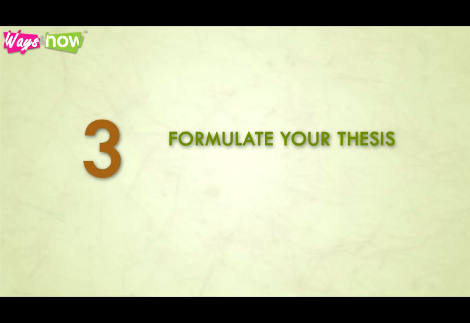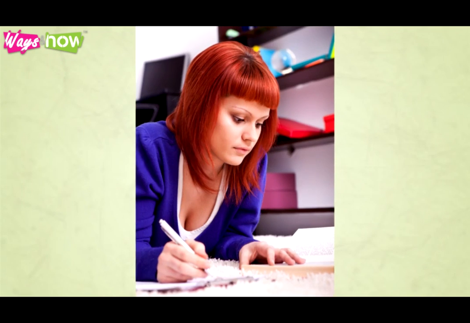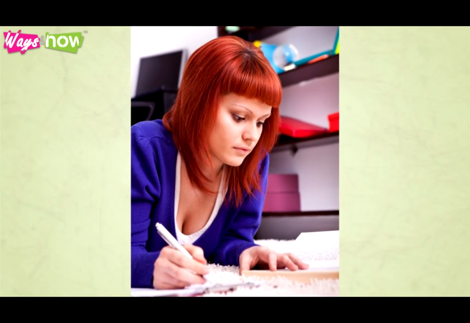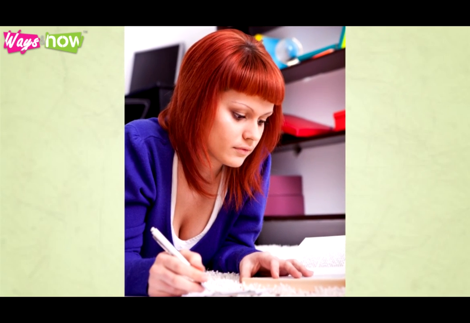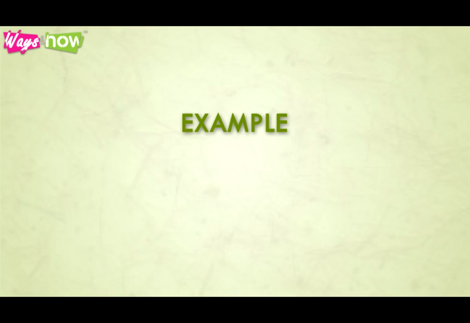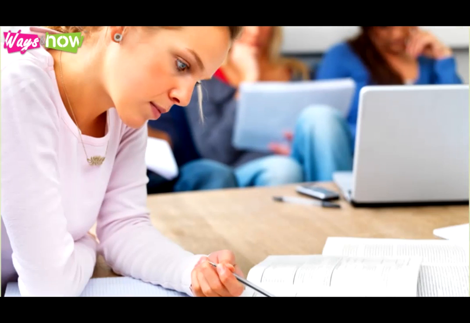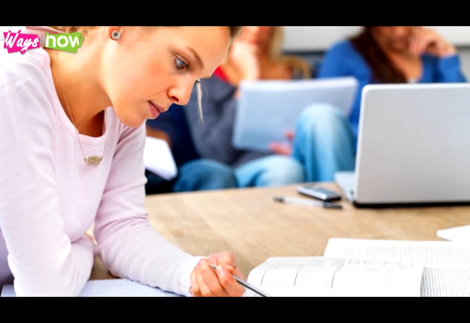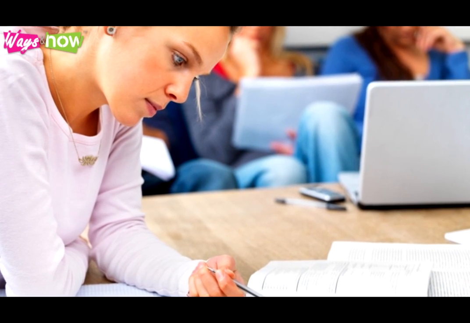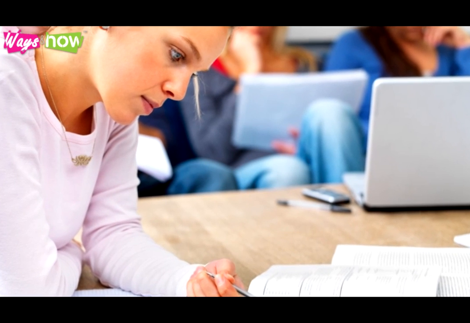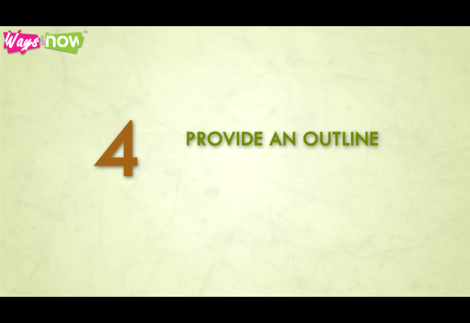3. Formulate your thesis. This refers to your belief, position, or declaration on the topic, usually stated in just a sentence. For example, the America's economy remains stable despite losing AAA credit rating. You will discover that the larger part of your term paper is actually dealing with the arguments directly or indirectly supporting your thesis. 4. Provide an outline.